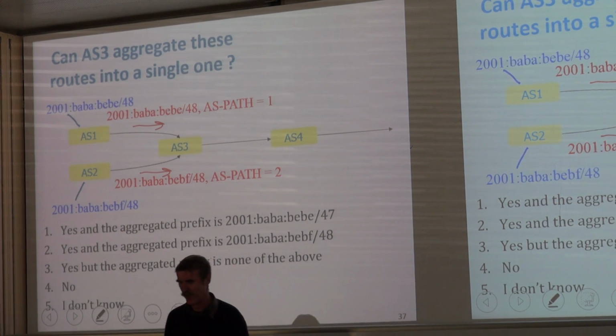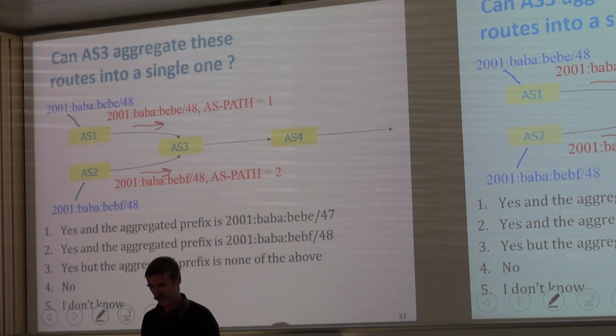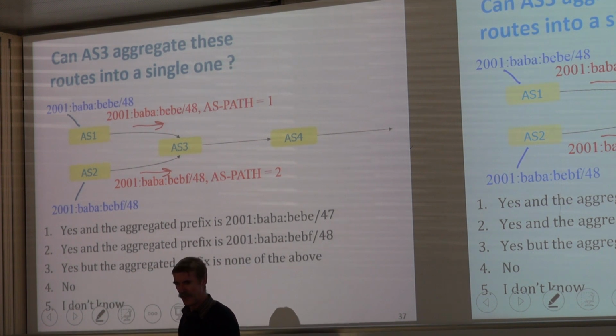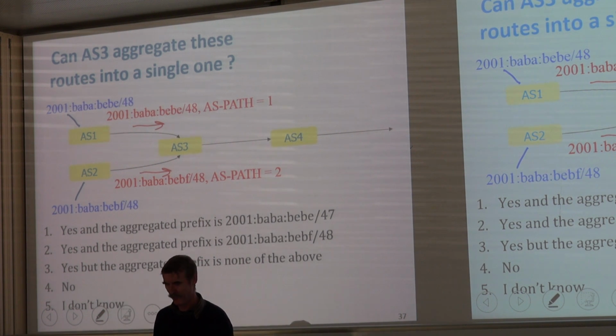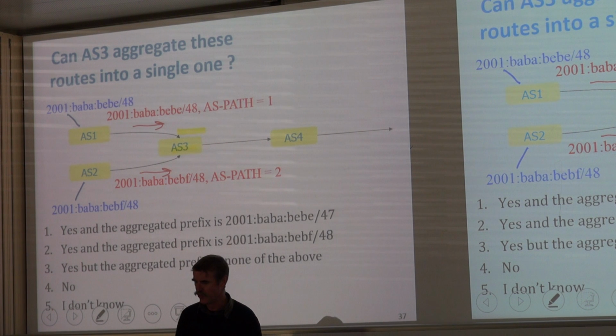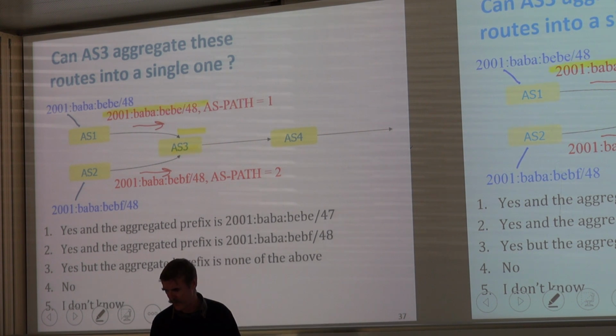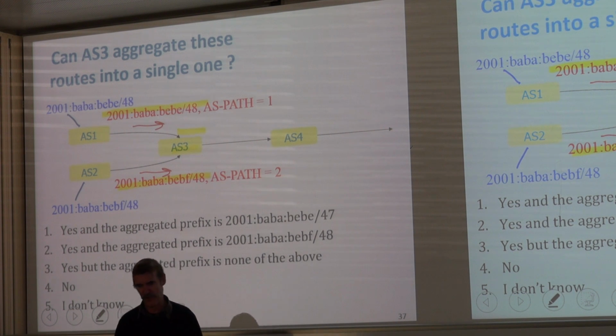Let's see practically how this could happen. Here is yet another small simulation, in IPv6, because IP aggregation is a typical IPv6 topic. I'm assuming AS3, shown here, has received two routes, this one and that one. Is it possible to aggregate them?